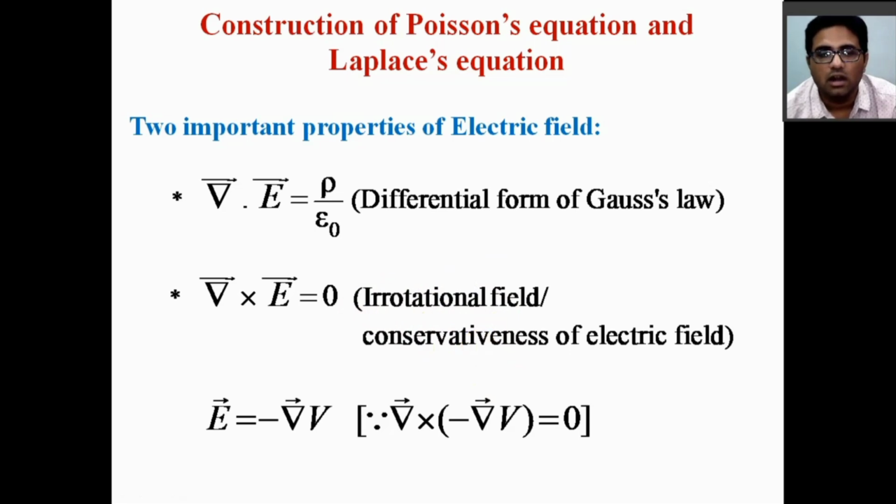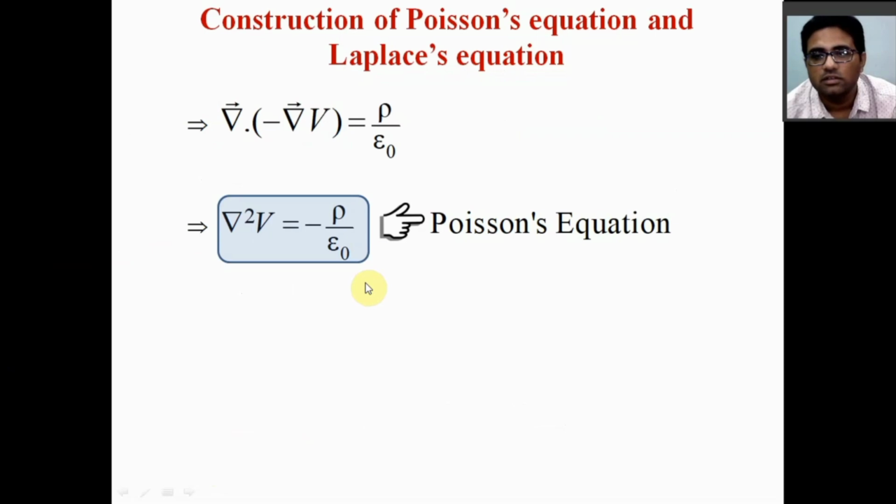Now, as the curl of the gradient of any scalar field is 0, the electric field can be written like this: electric field equals minus gradient of potential, right? Now putting this form in the differential form of Gauss's law, we get del dot minus gradient of potential equals rho by epsilon naught. So we get del square V equals minus rho by epsilon naught, and this is called Poisson's equation.